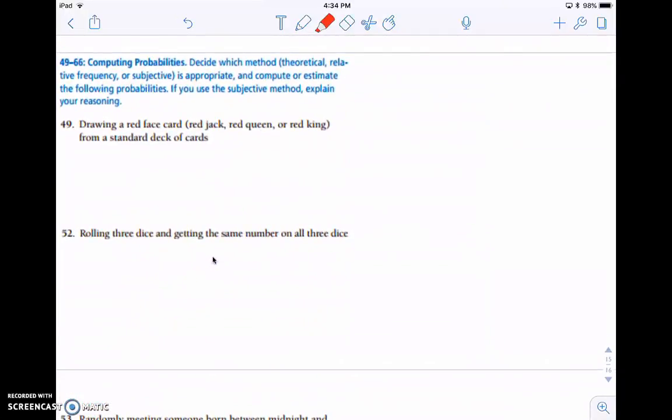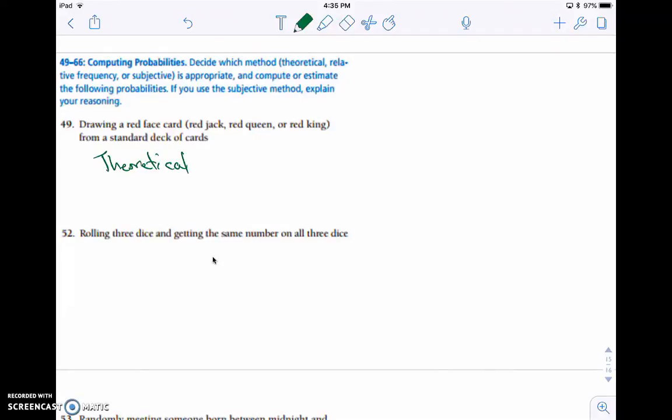Okay, so here's computing some probabilities. Decide whether each of these methods are theoretical, relative, or subjective, which method is appropriate, and then compute or estimate the following probabilities. So first, it's the probability of drawing a red face card, so a red jack, queen, or king from a standard deck of cards. Yeah, this is definitely going to be theoretical because it doesn't ask us to do an experiment, and we're not giving our experience or intuition. This is just in theory what it would be.